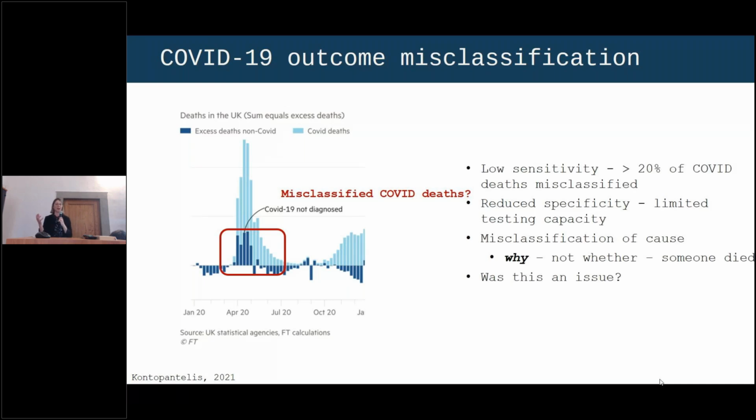So in more technical terms, what we're worried about is low sensitivity of our estimate of COVID deaths. So we think we might be missing over a fifth of COVID deaths. But we were also worried about reduced specificity. So in the UK at the time, we had really limited testing capacity, and we were concerned that some of the death certificates that listed COVID might not actually be due to COVID.